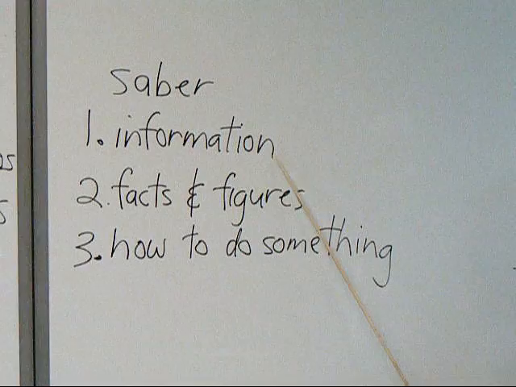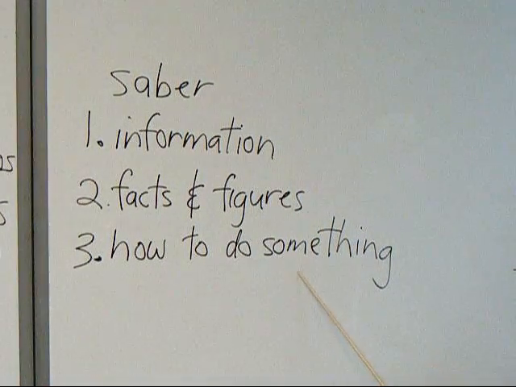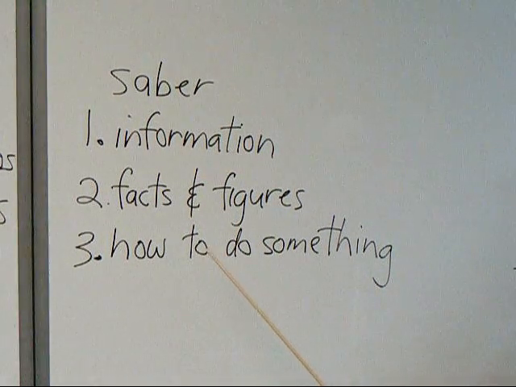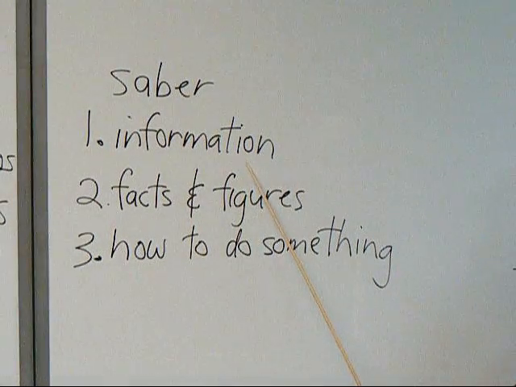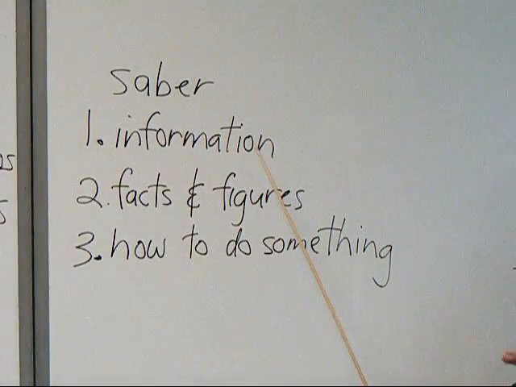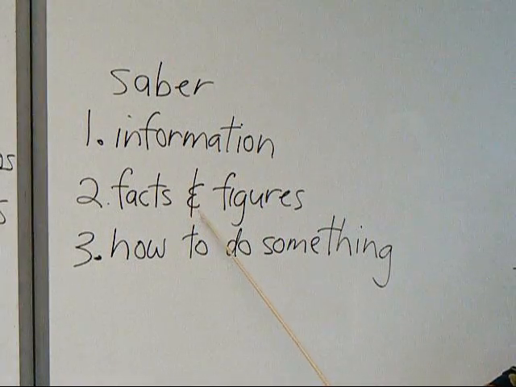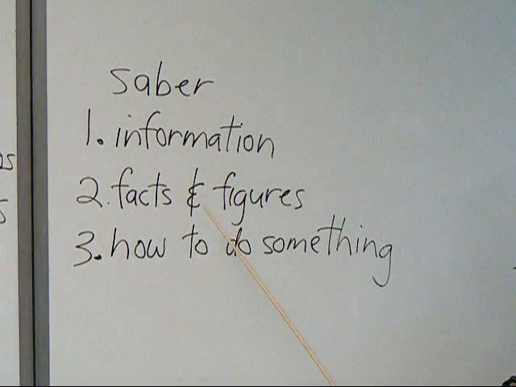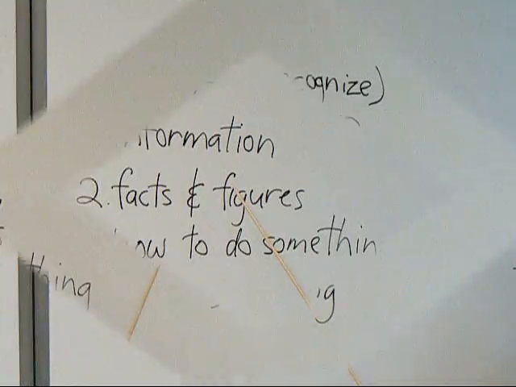Saber is to know information, or facts and figures, or how to do something. So, for example, if you want to say, I know how to swim, you'll say yo sé nadar. If you want to say, I know that 2 and 2 are 4, you would say, yo sé que dos más dos son cuatro. Or, if I want to say, I know the name of the store, yo sé el nombre de la tienda. Saber for these three things.